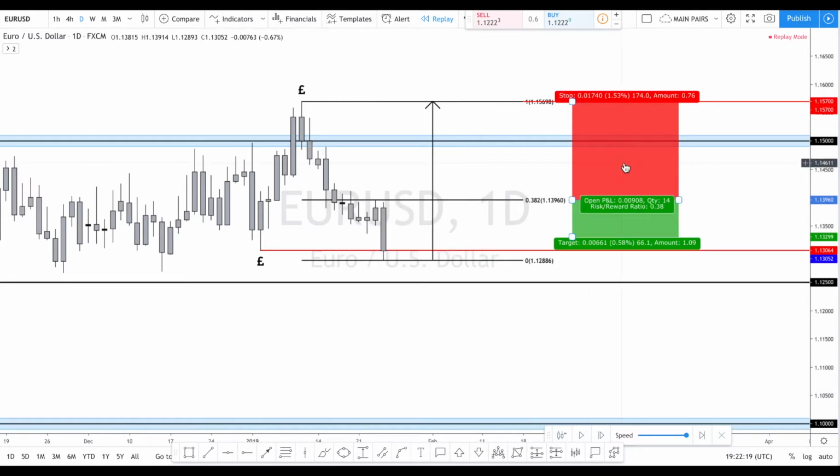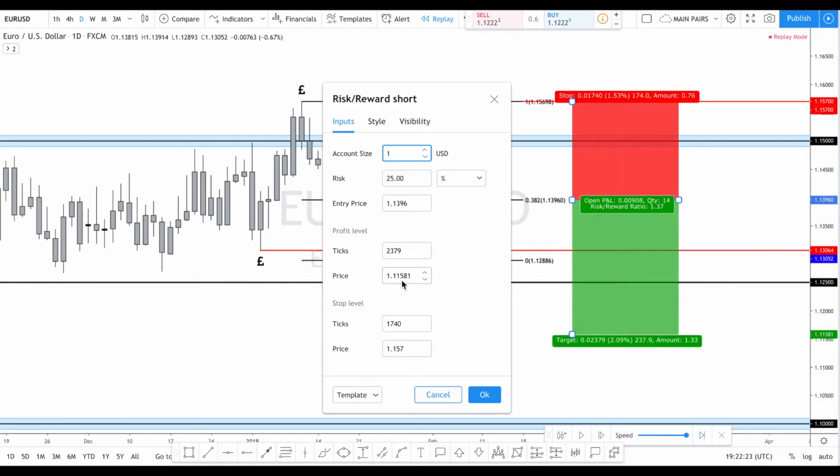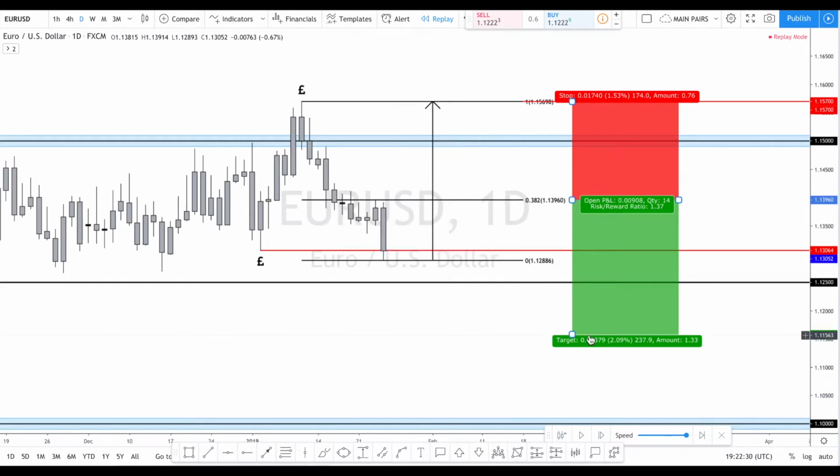So that is 174 pips. For me to make any sort of profit, my target would have to be double that, so my target would have to be here, 374 pips.